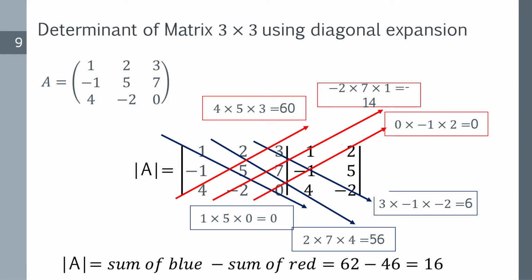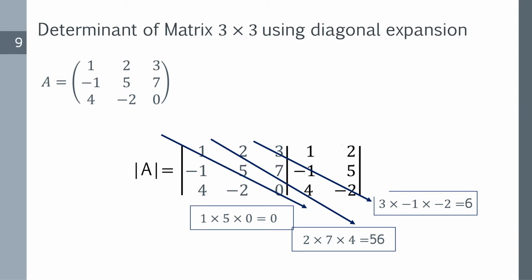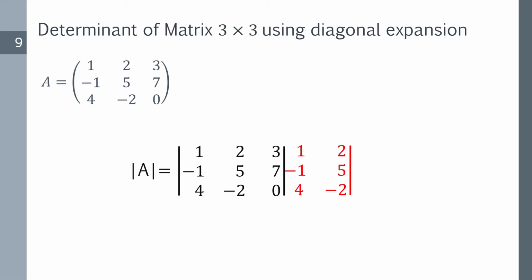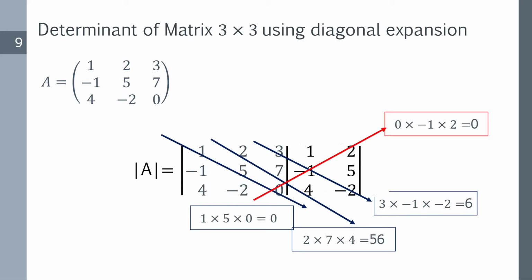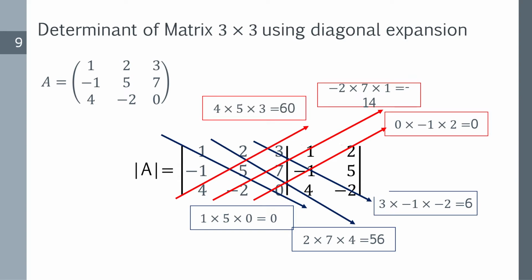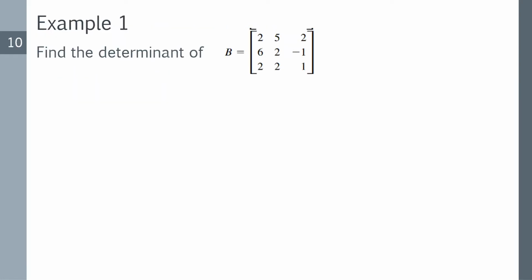All 3 sum of this, actually this is the blue color minus the red. This is the 3 red. So then you sum them. Actually it is 0 plus 56 plus 6, which is 62, minus 60 plus negative 14 plus 0, which is 46. So you have 16. So it's regardless whether you use the minor and adjoint way or this one. But maybe you'd ask why people spend time doing the minor way: because from that we are going to move on to our inverse.